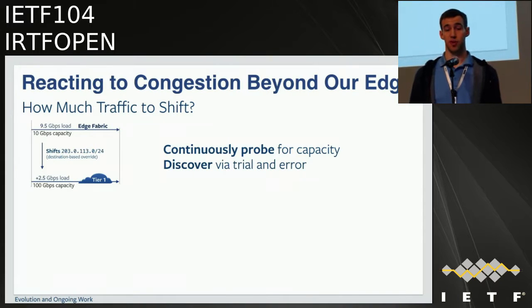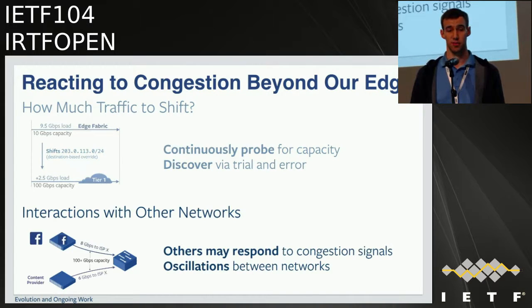Likewise, you don't know how much traffic to shift. You have to continuously probe for capacity. As downstream, a failure may occur, reduce capacity for 20 minutes, and then be resolved. So it requires a trial and error discovery process.